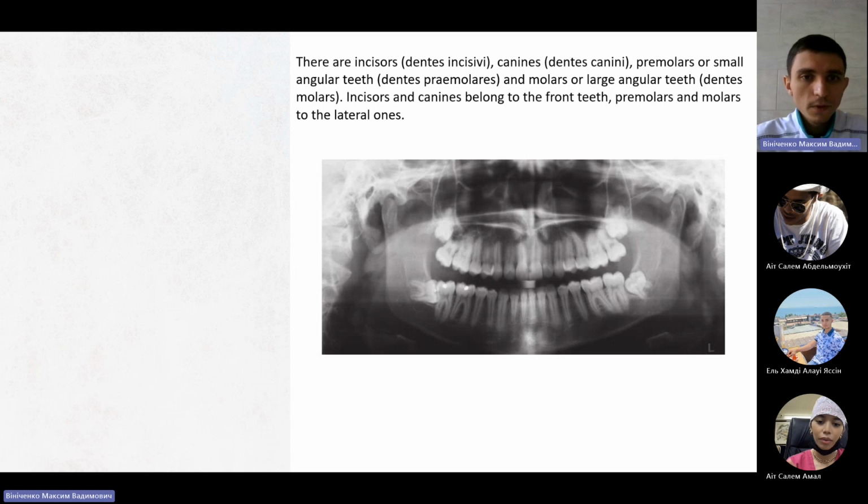So as we could see on this orthopantomogram, here you could see there are incisors, there is the canine on the upper jaw and the canine on the lower jaw. Incisors and canines belong to the frontal teeth. So there is the group of the frontal teeth on the upper jaw, and the group of the frontal teeth on the lower jaw.